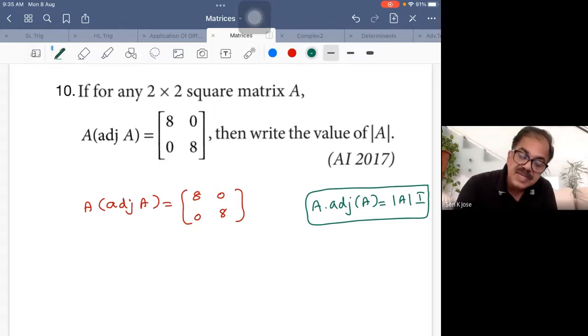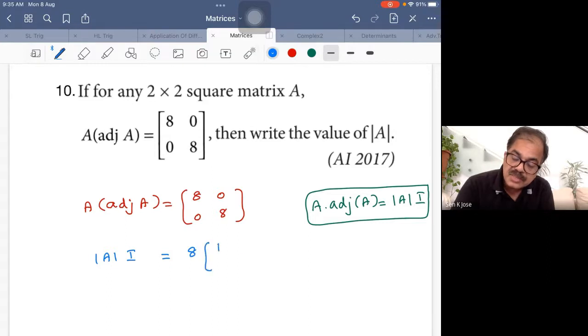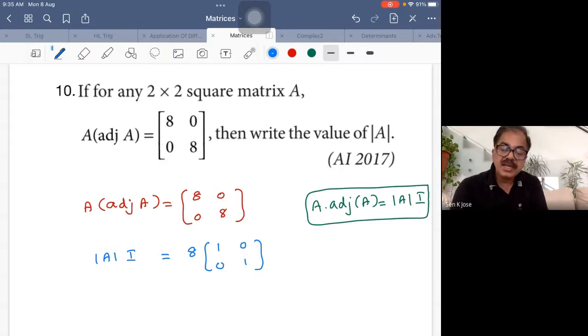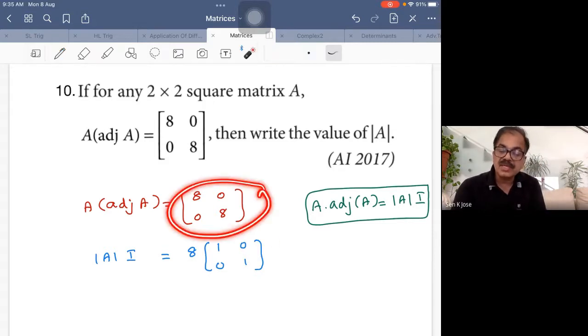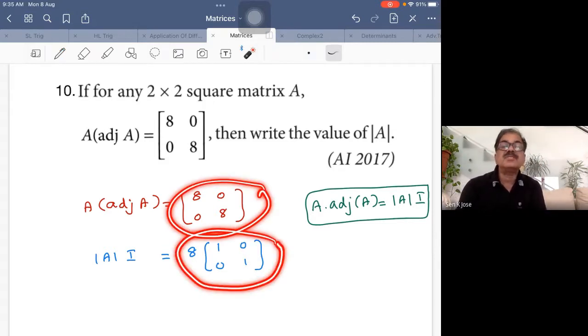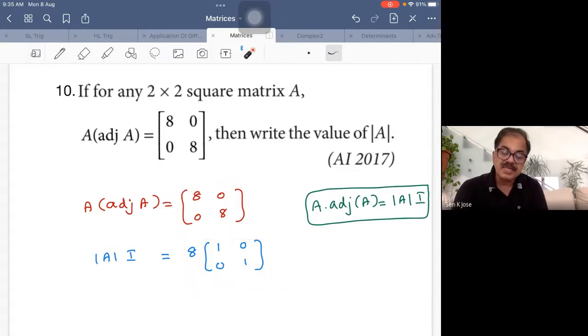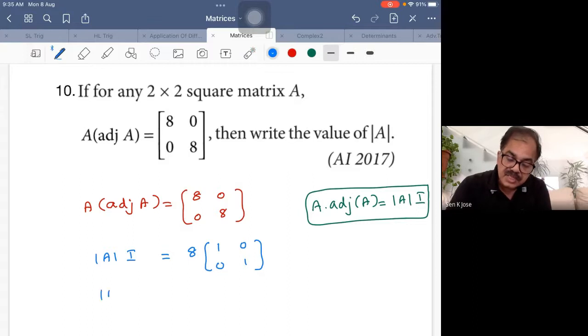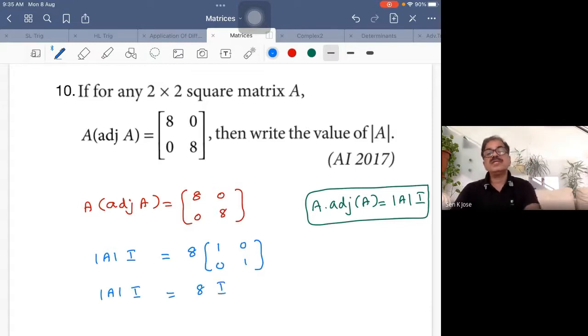So on the left side, I will get determinant A times I is equal to 8 into 1001. Can't I write like that? 8008. I wrote it like 8 times 1001. I took 8 out. So 8 times that, which is same as determinant A into I is equal to 8 into I. 1001 is I.